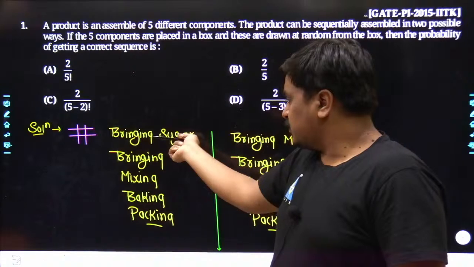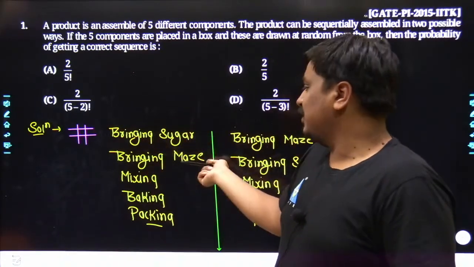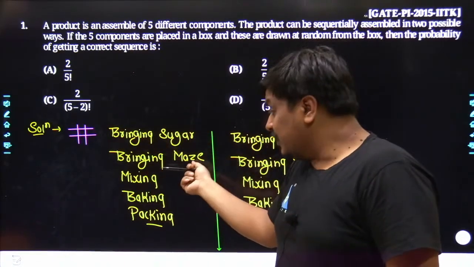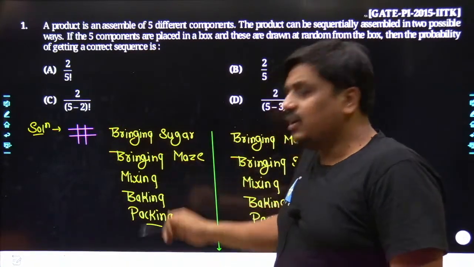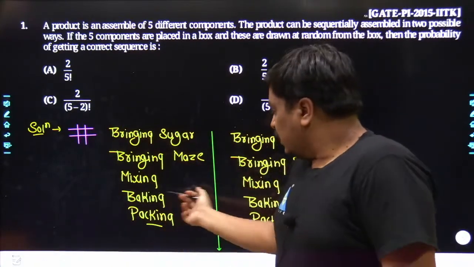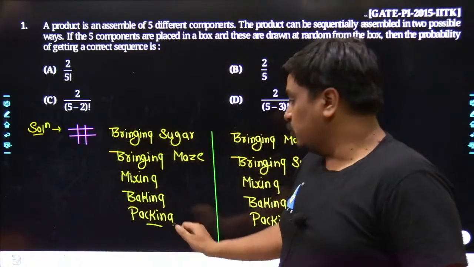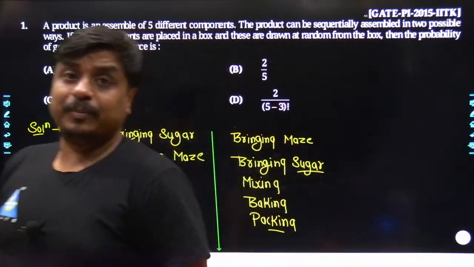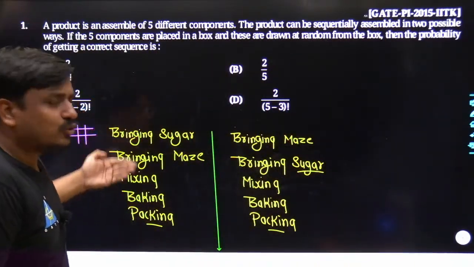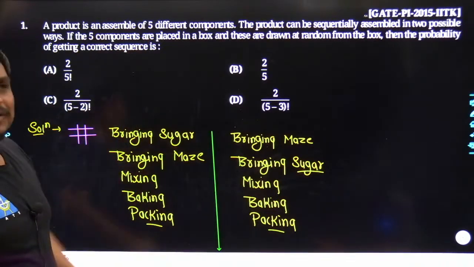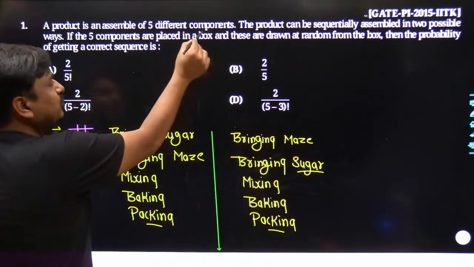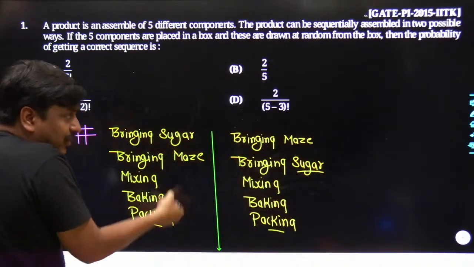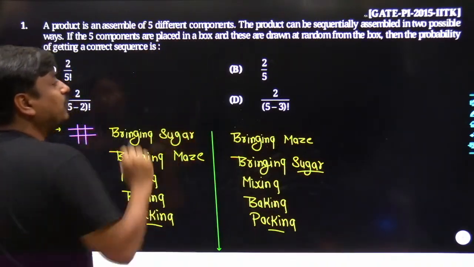Like the first step could have been bringing the sugar, the second step bringing the maida, then mixing both of them together and then going for the baking, and once the biscuit is baked, we would go for its packing. So here the sequence is also making sense. And as far as this problem is concerned, how many different components did we have? Here the 5 different steps, no, the 5 different components we had.